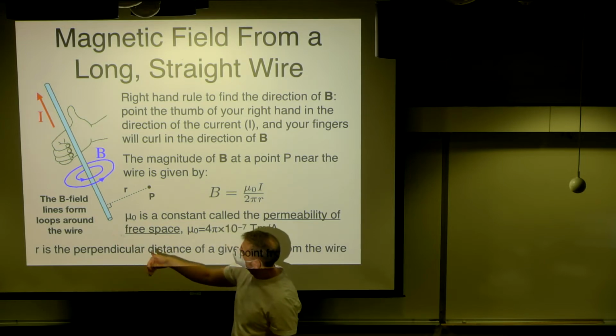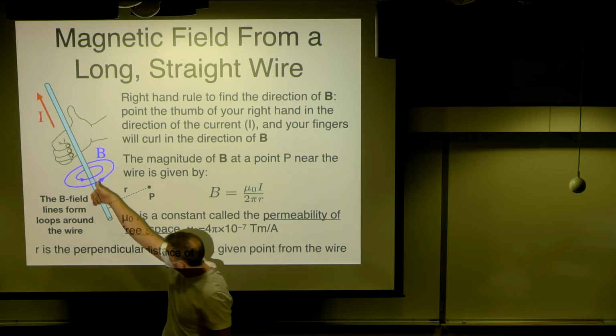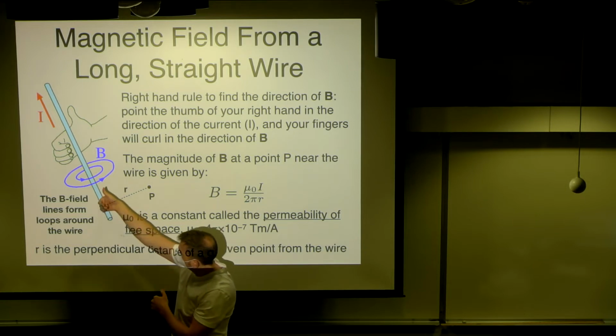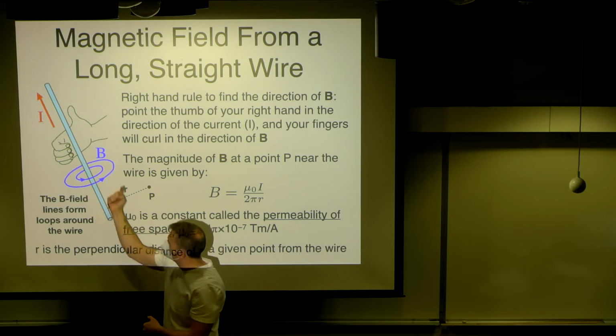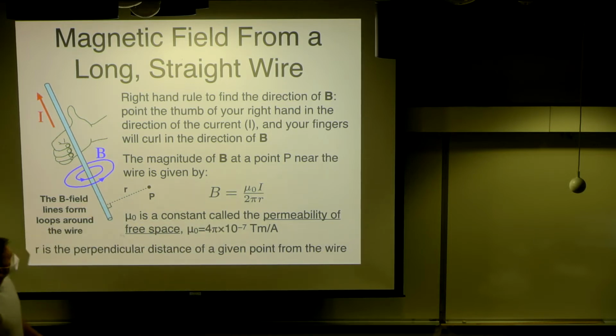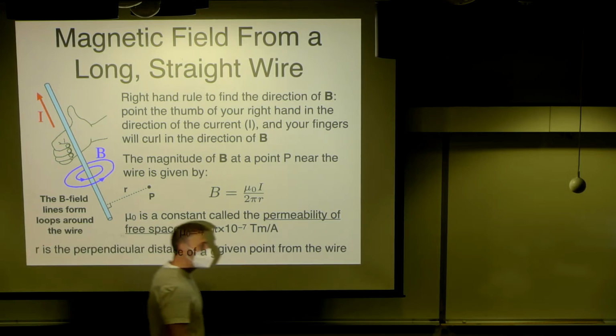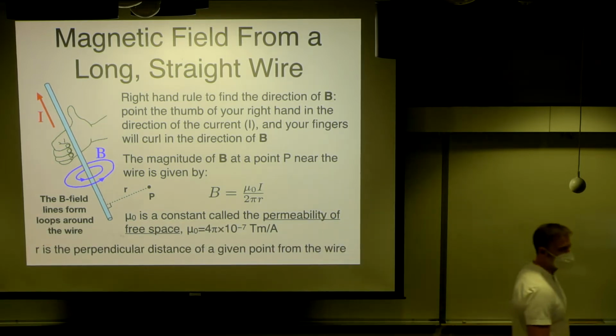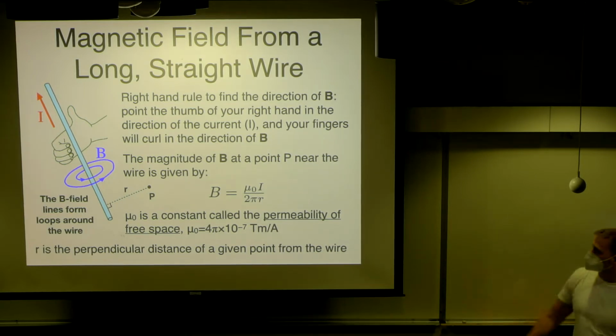So you see how this works? If our current is going up the wire like this, thumb goes up like this, fingers curl like this. That's telling me which way the B field loops around the wire. And of course, if the current were going the other way, then the B field would loop in the opposite direction around the wire. Make sense? Okay, so that's how we understand the direction of a B field in this sort of simple case.